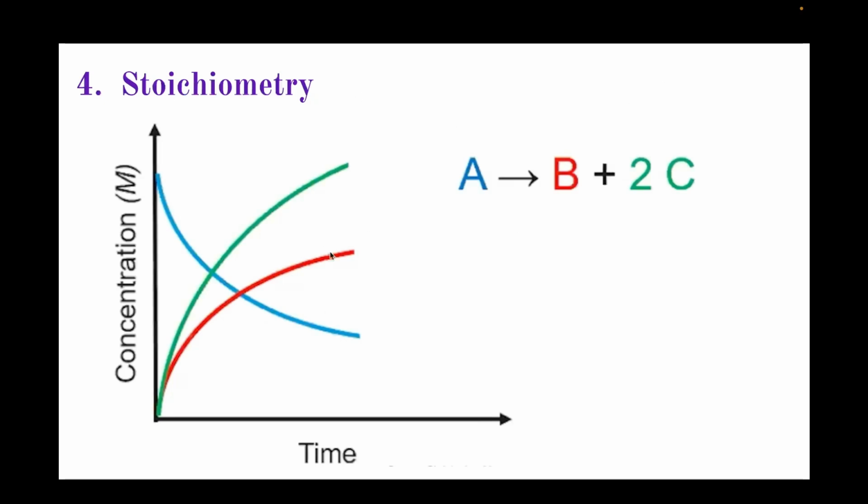And so we could see here, if plotted with multiple products, that A turns into B plus 2C. So we can see that the rate of appearance of B is equal to the rate of disappearance of A. But since 2 moles of C are produced for each mole of A, the rate of C is double that of A, as shown in the graph.